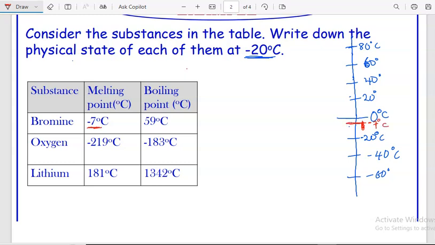So it means that at this temperature, bromine melts. That's the melting point. And once bromine melts, it becomes a liquid, right? Good. Let's look at the boiling point of bromine. The boiling point of bromine is 59 degrees Celsius. So let's look at 59 degrees. This is 20, 40, this is 60. So 59 degrees will be around here. Let's say that this is 59 degrees Celsius. So at 59 degrees Celsius, bromine boils. Now we have identified the two variables which are constant.